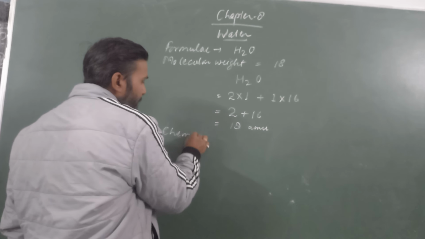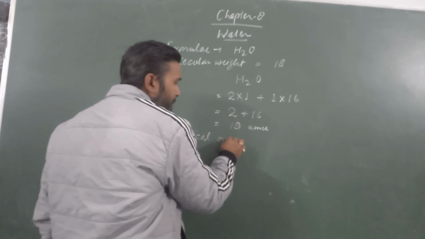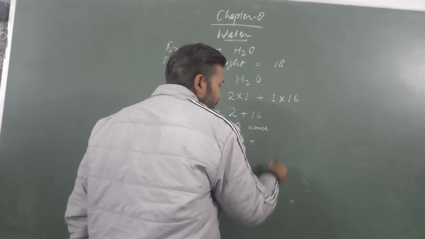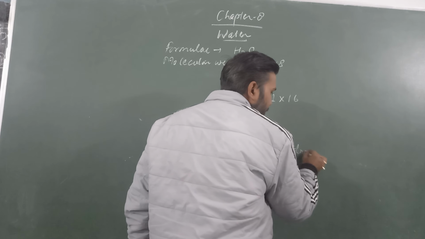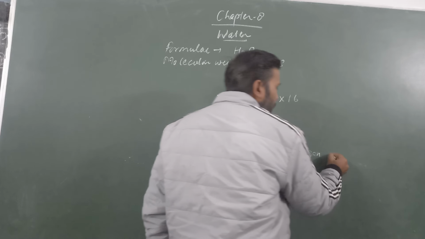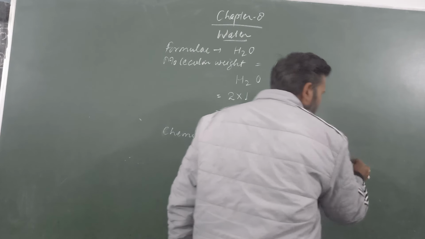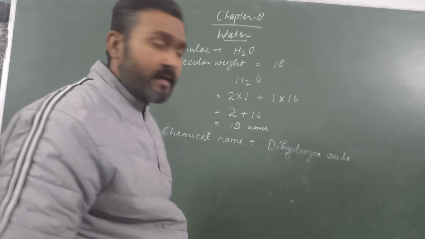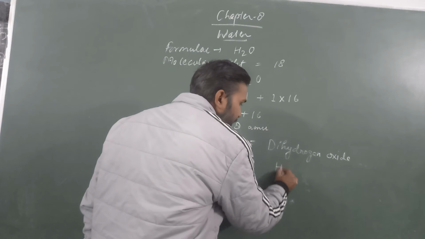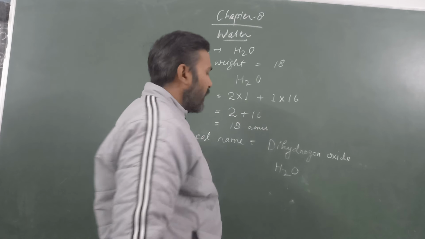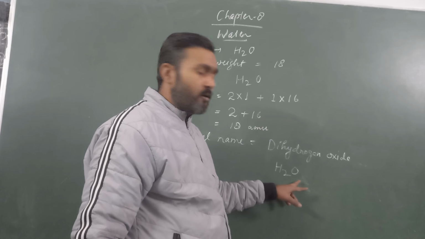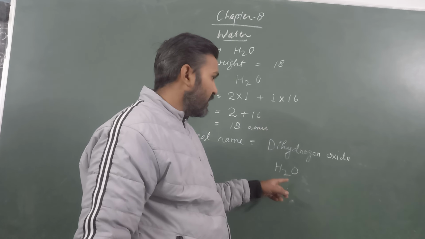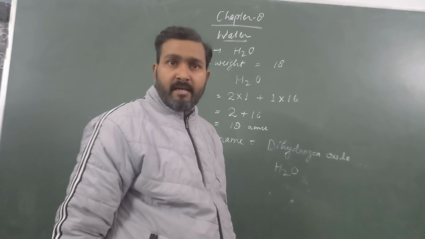The chemical name of water is dihydrogen oxide. Why is it called dihydrogen oxide? The reason behind it is, here we have H2O. How many hydrogen are here? There are 2 hydrogen and a single oxygen. That's why it's called dihydrogen oxide.